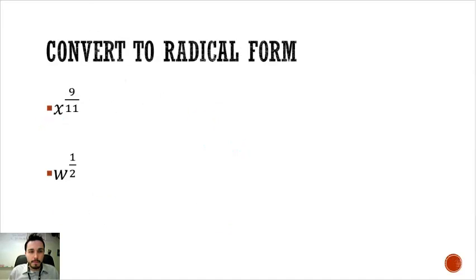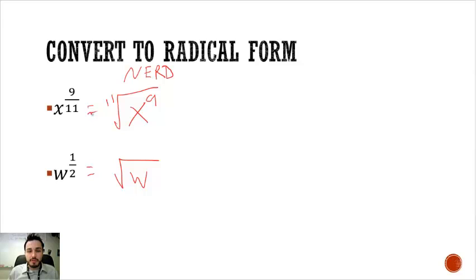Convert to radical form. Well, that's where nerd comes in. Remember, numerator is the exponent, the root is the denominator, and so I'm going to take the x, and the numerator, 9, is my exponent for this, and the root is going to be the denominator, which is an 11. So it's the 11th root of x to the 9. And with this one, okay, it's raised to the first power. I don't need to write a 1 if it's to the first power. And the root is a 2, the index is a 2. Again, I don't need to write a 2 index, so it's just the square root of w. And I don't have to simplify anything here, just rewriting it.